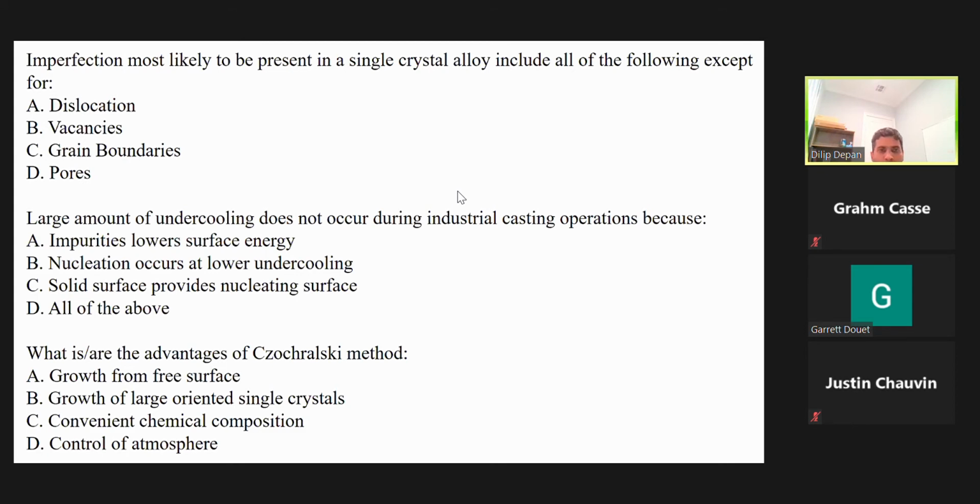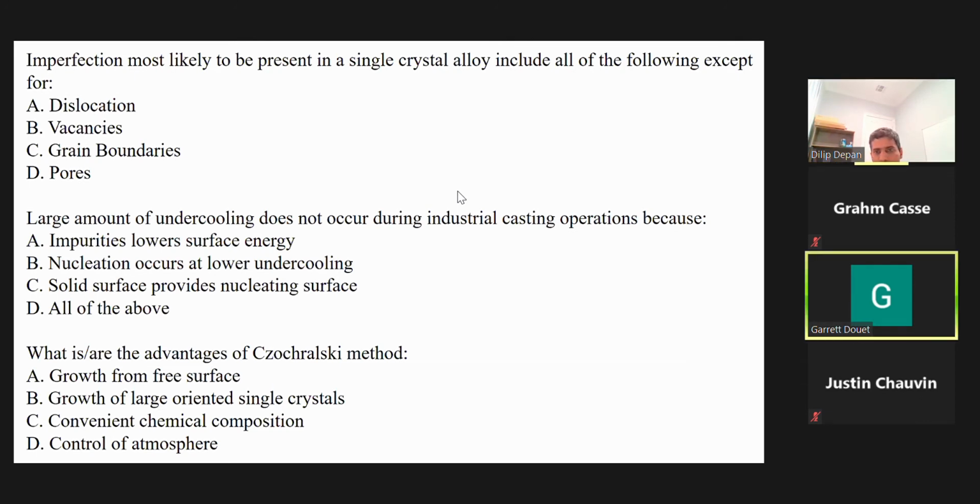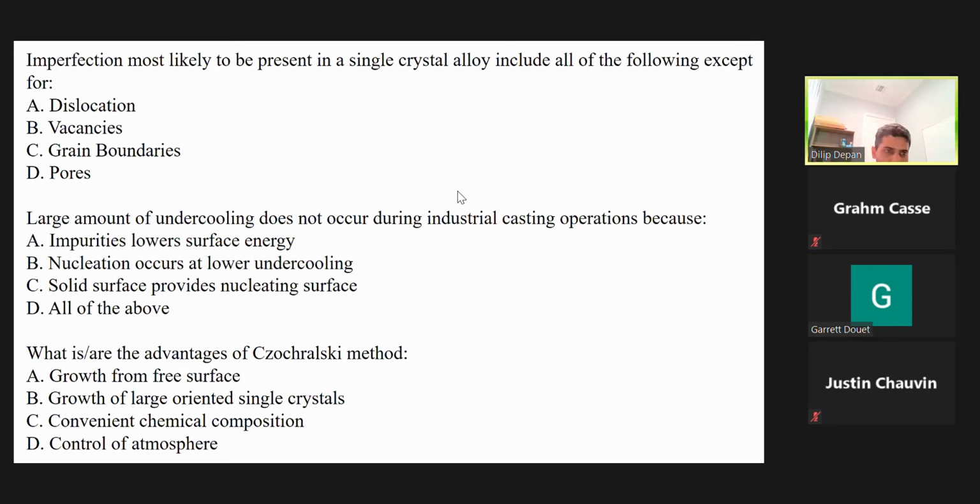Next question. Imperfection most likely to be present in a single crystal alloy include all of the following except for... In a single crystal, which type of imperfection or defect will be there except for grain boundary? Grain boundaries? Yes, because it is made up of a single crystal, right? So a single crystal will not have any grain boundaries.